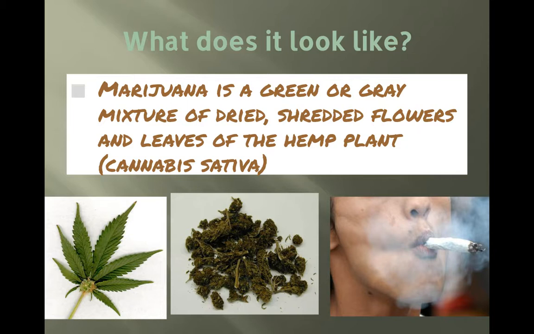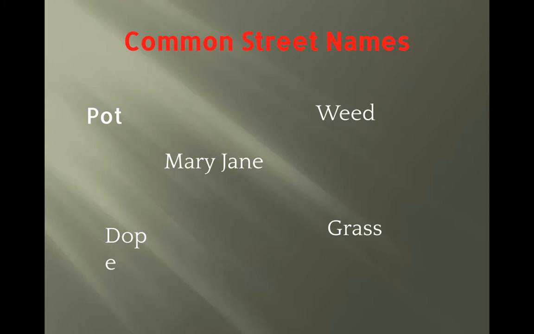What does it look like? You can see the pictures here. It's a mixture of dried and shredded flowers and leaves of the hemp plant. So the progression is you can see the leaf with the little bud, they call it, at the bottom of the leaf, and the users dry it up so it's a dried substance, and then there's different ways people use it. The picture is what they call a joint. That's one way people smoke it. Some common street names are pot, Mary Jane, dope, weed, and grass.